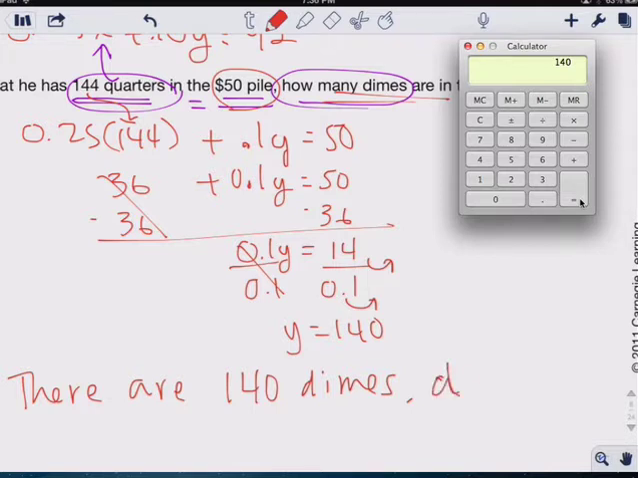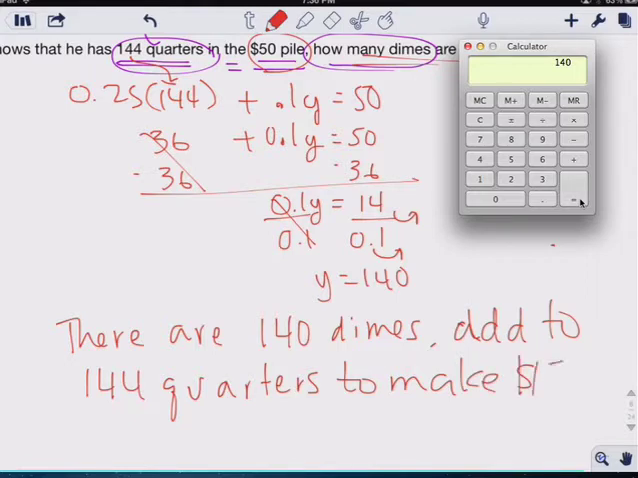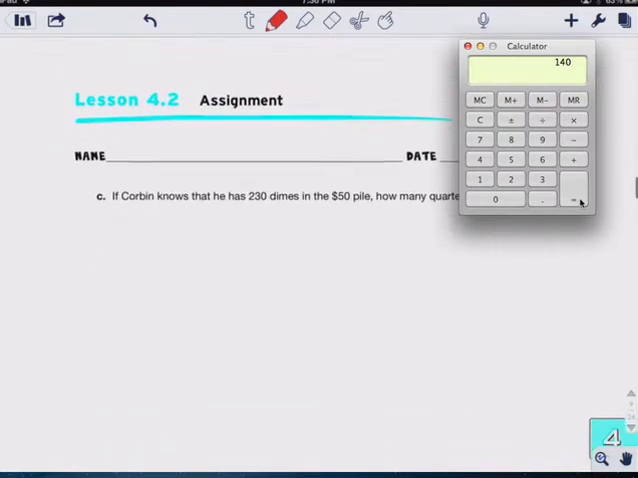Added to the 144 quarters that's already there to make $50. Those are a lot of coins. Okay, next one.